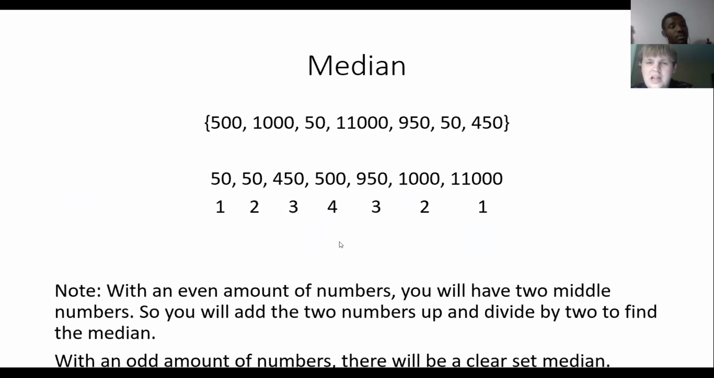But if you have an odd number, you will notice you'll have a set median. Okay, so is that what would happen if you added an additional number to your set of data here? Definitely, definitely. That's a good thing to point out.